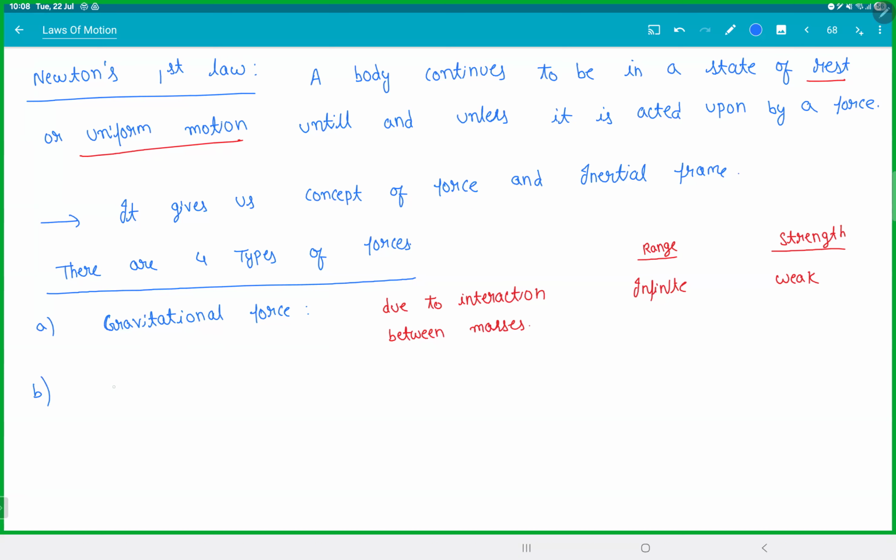So this is a gravitational force. What is the second type of force? Electromagnetic force.